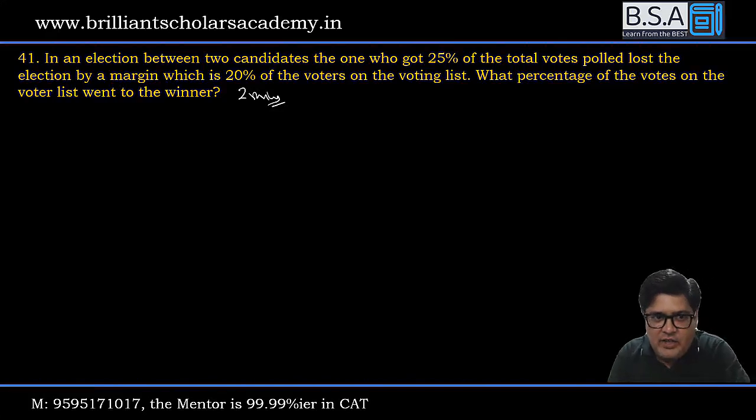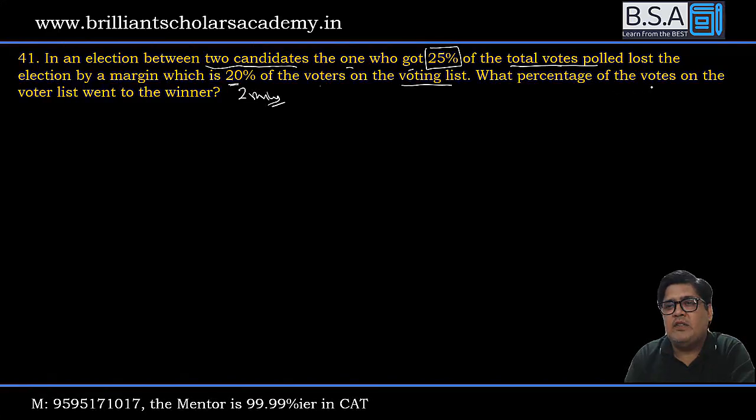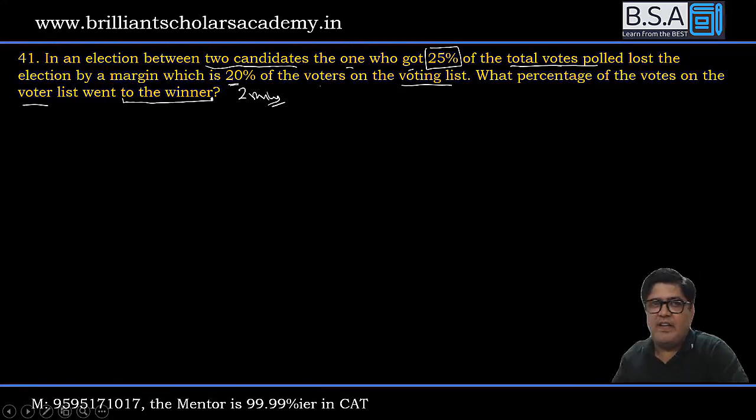In an election between two candidates, the one who got 25% of total votes polled lost the election by a margin which is 20% of the voters on the voting list. What percentage of votes on the voters list went to the winner? What is being said? What is all this?